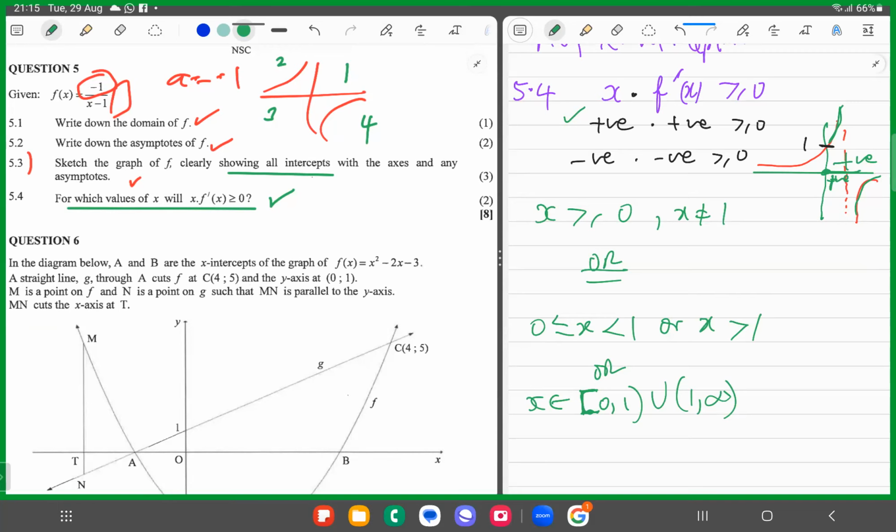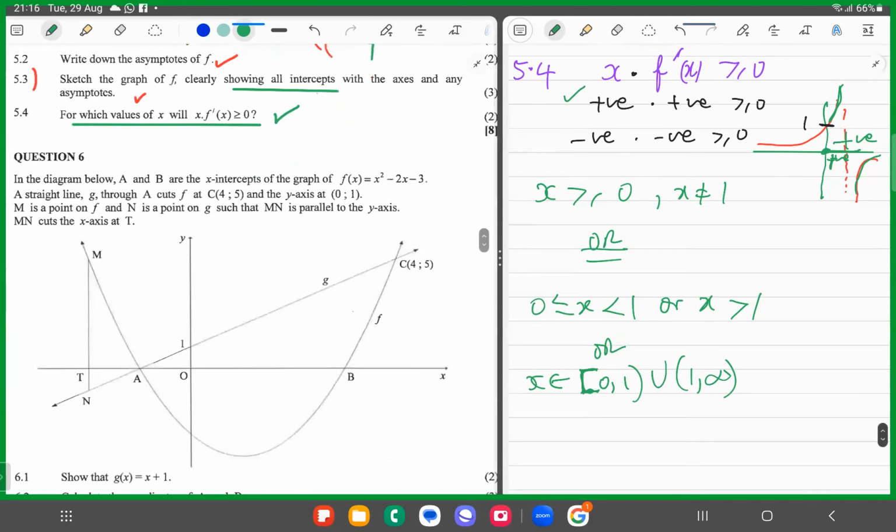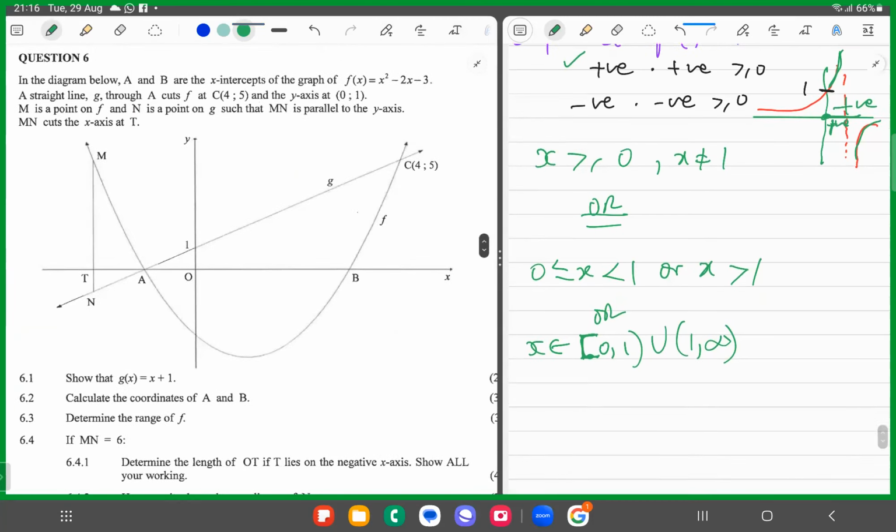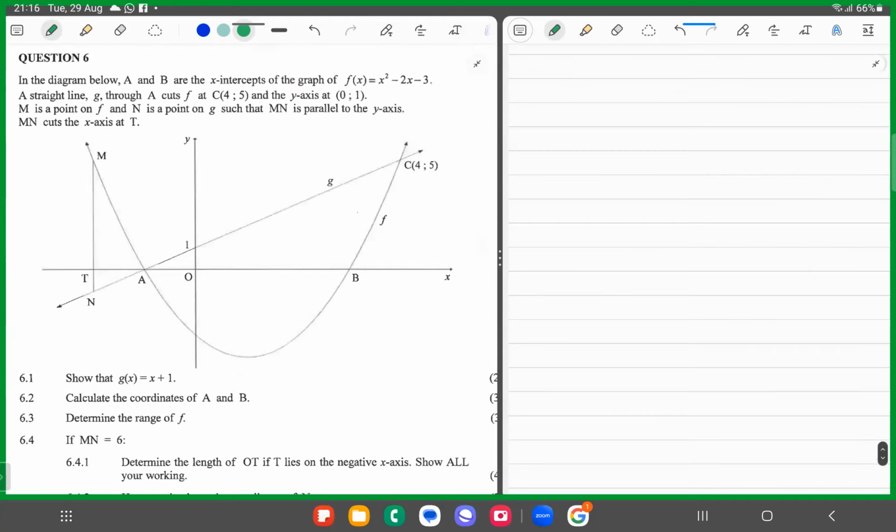Now let's look at the next question. 5 point question 6. Question 6 is very interesting and easy.